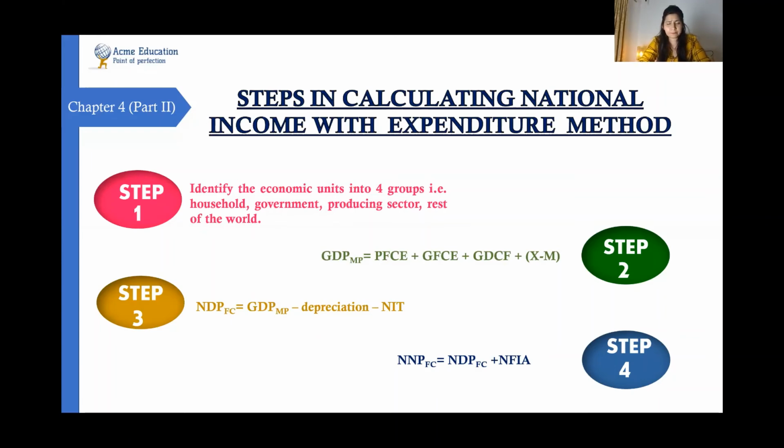So that's it. All the 4 steps: identify the 4 units, calculate GDP at market price, calculate NDP at factor cost from your GDP at market price, and finally calculate NNP at factor cost from your step number 3, that was NDP at factor cost.